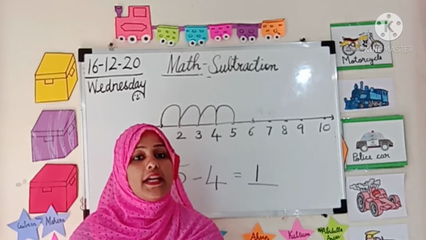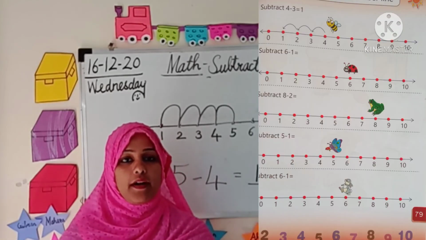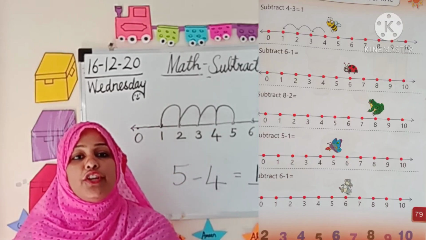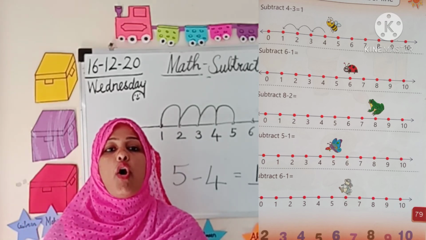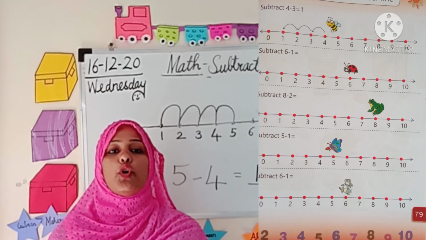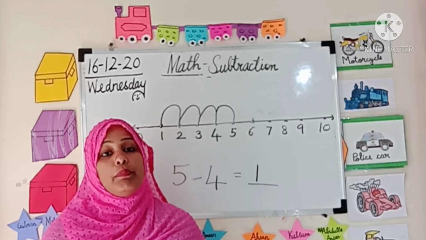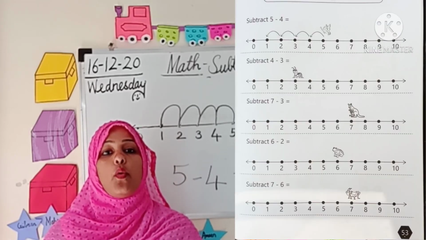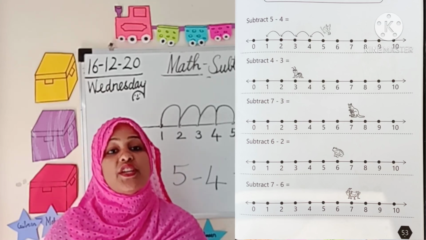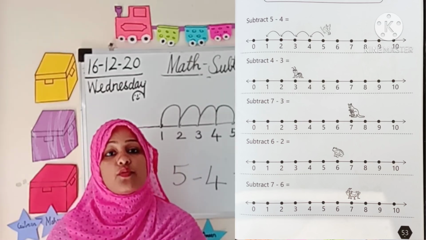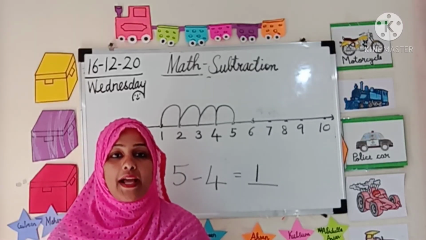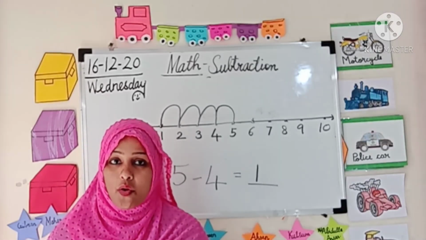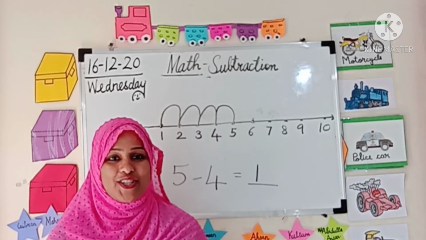Now it's time for your homework. For your homework, you need to complete page number 79 of your math textbook. Now, please take out your math workbook. There's one more worksheet which you need to do in your math workbook. I hope you'll practice the sums, do it on your own, and send me the worksheets for corrections.